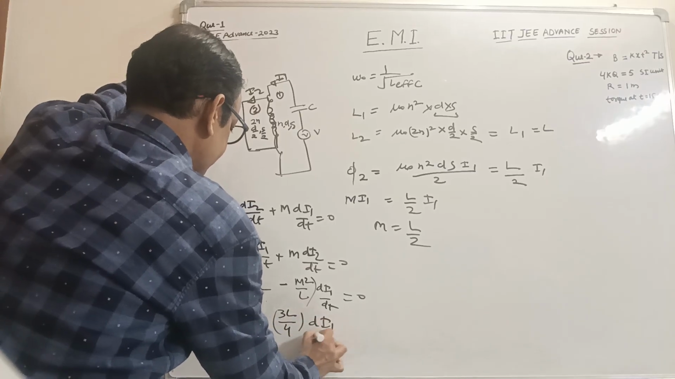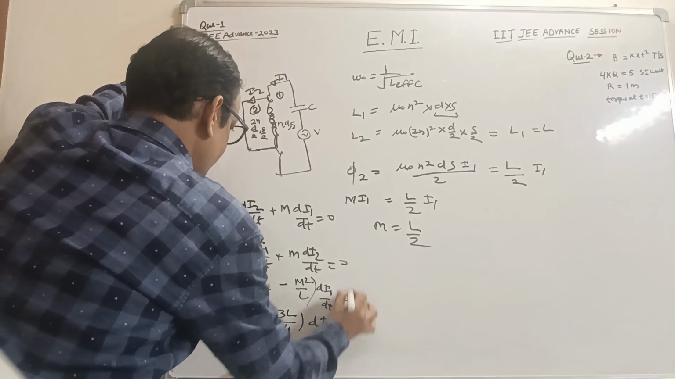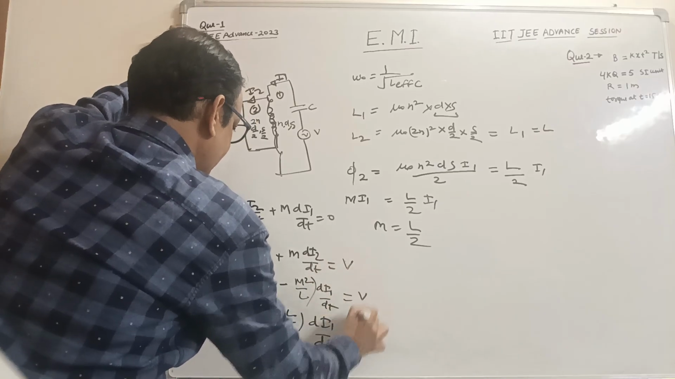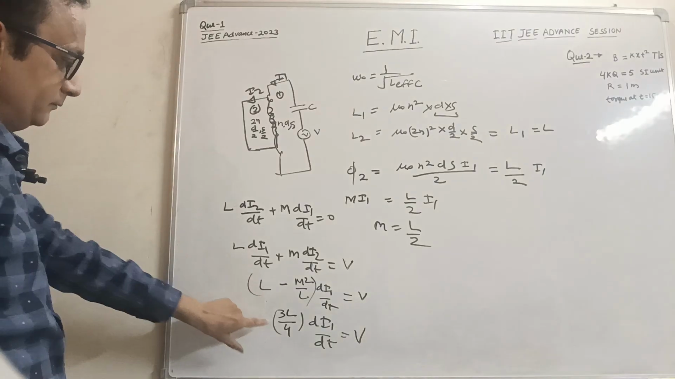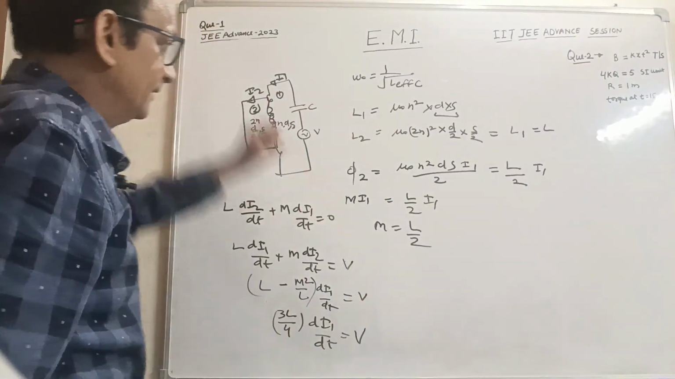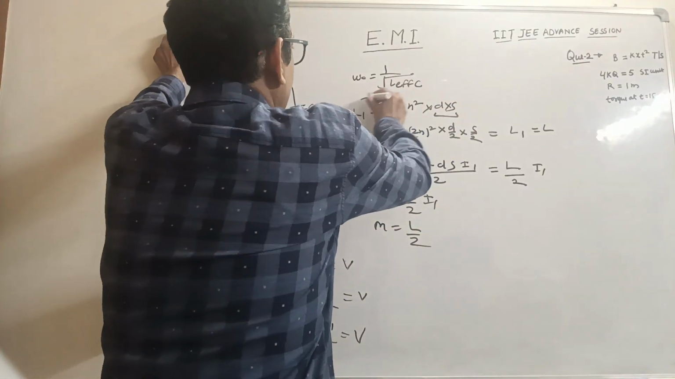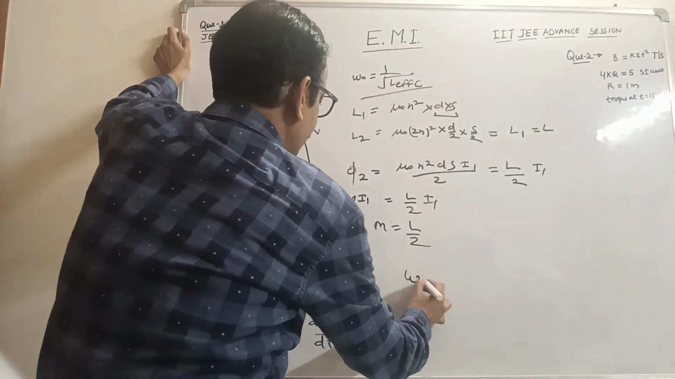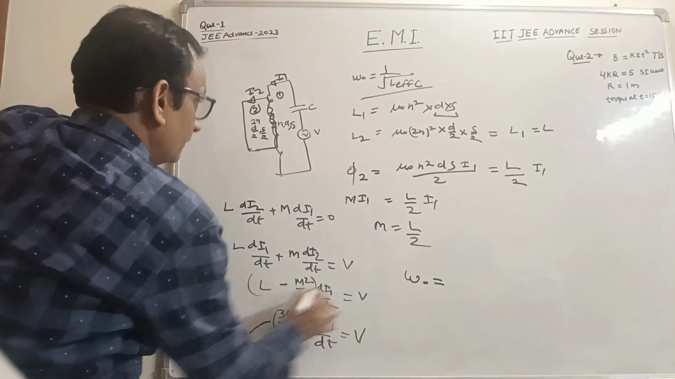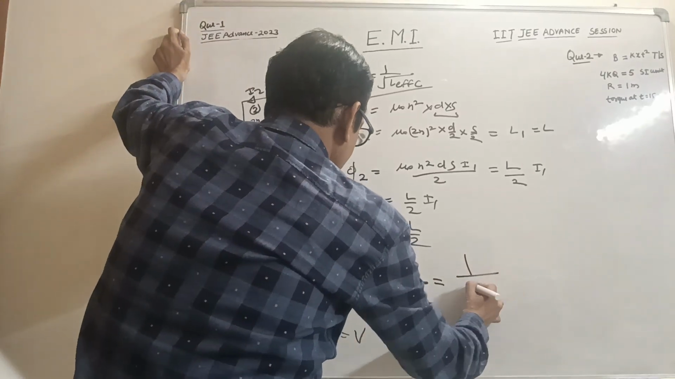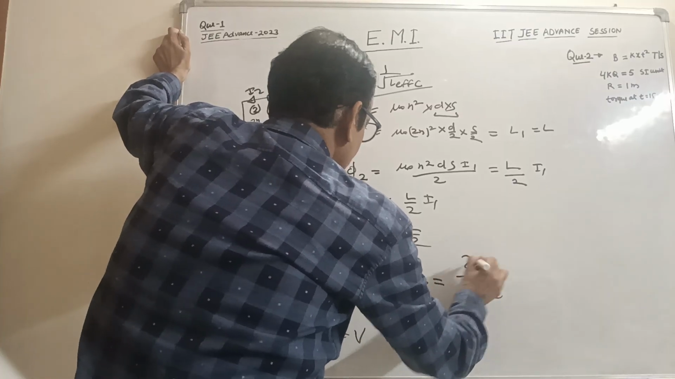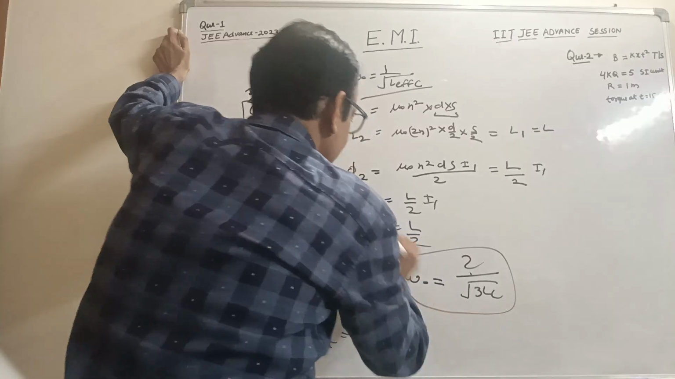So V is equal to this times di1 by dt, not 0. This is the potential, so this would be L effective. We know the resonant frequency will be 1 over the square root of L effective into C, which is under root 3LC by 4. This is the resonant frequency.